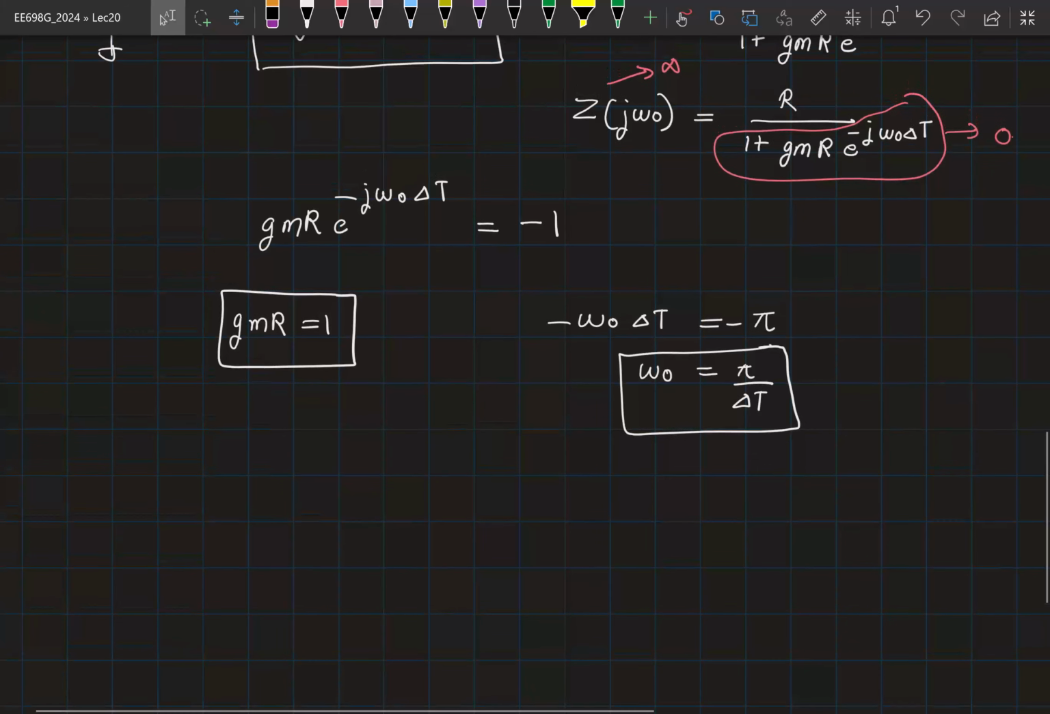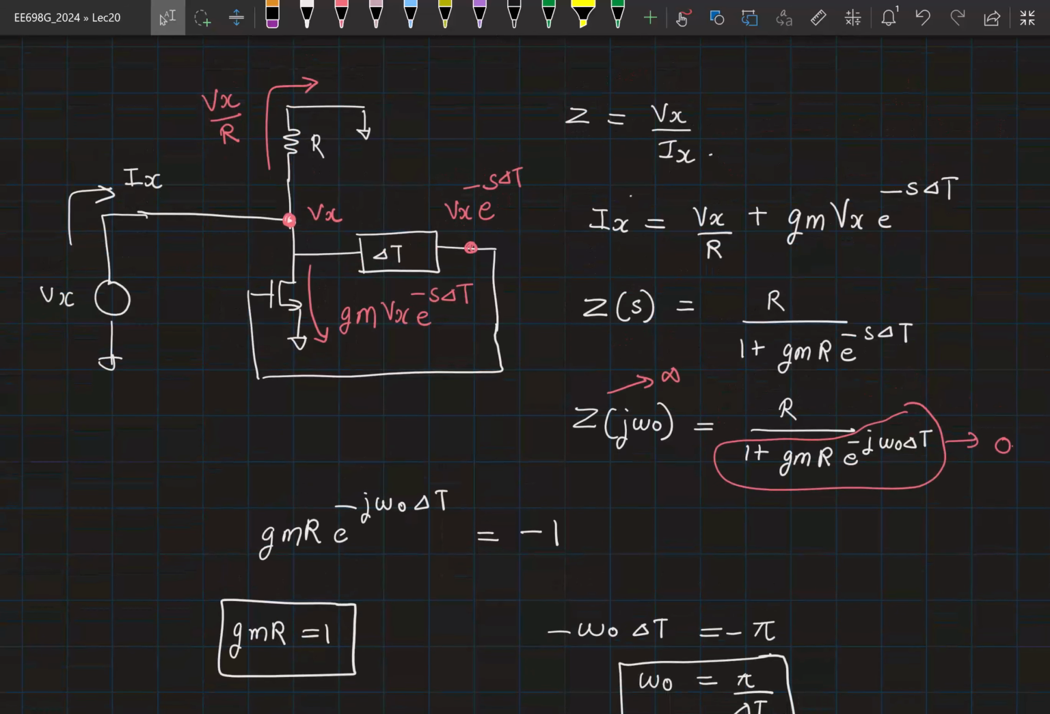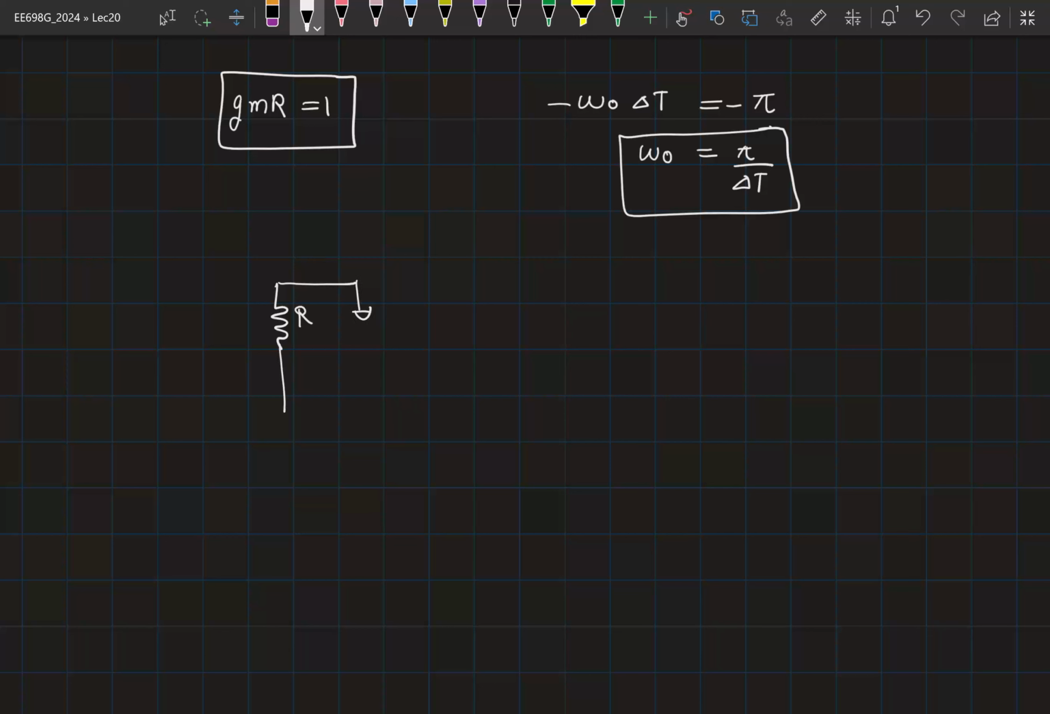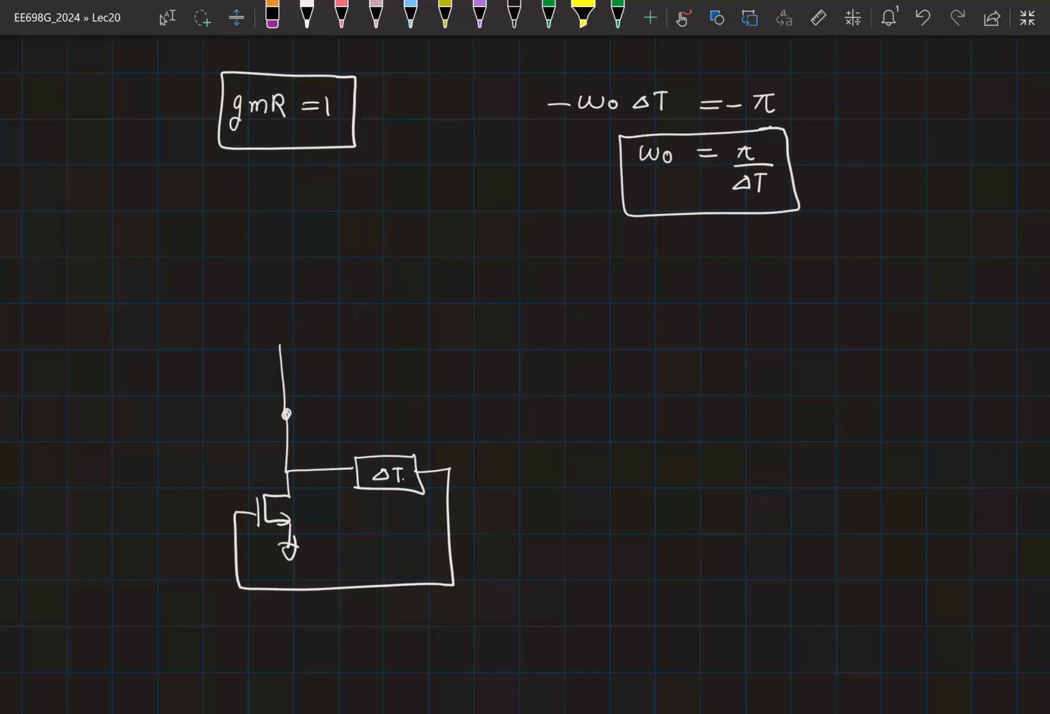Okay, so now I also want to bring your attention to an interesting fact here. If I look at the circuit, this circuit has mainly two components. You have a resistor and you have a transistor whose output is connected to the gate through some delay delta t, right? So let me redraw this like this. Any comments on what you think will be the impedance of this part?